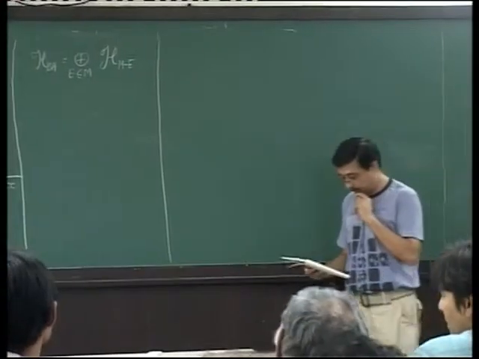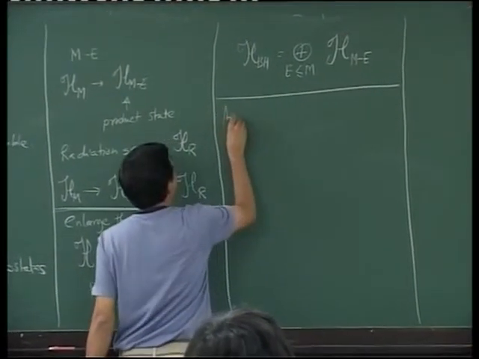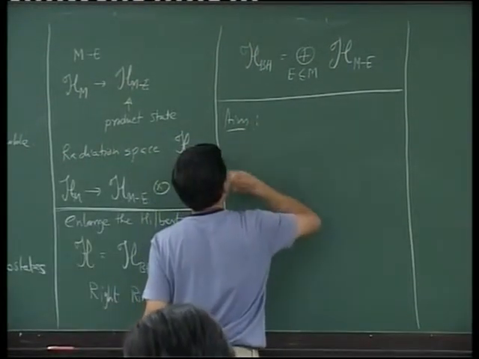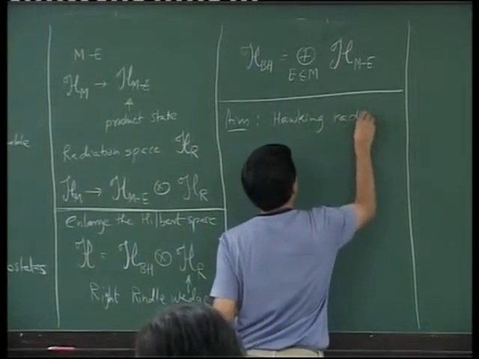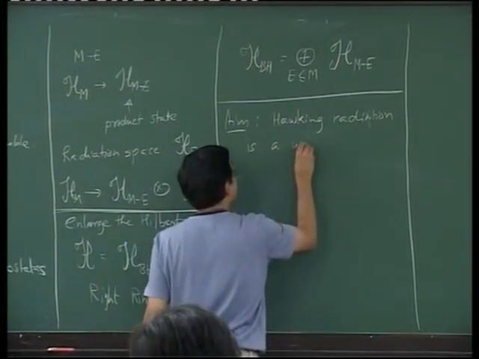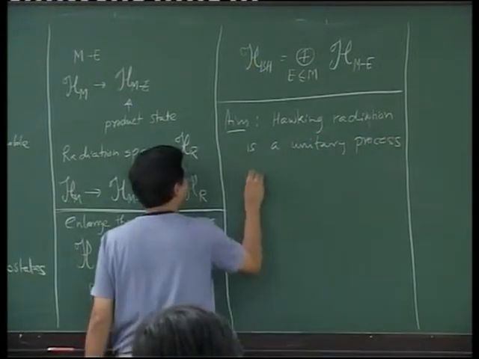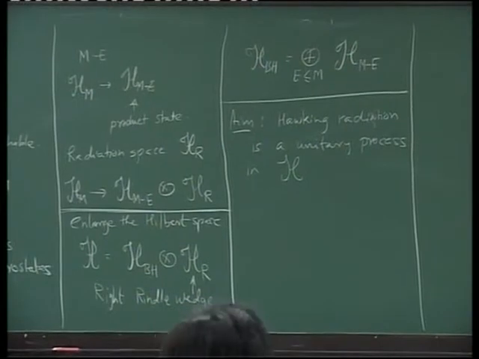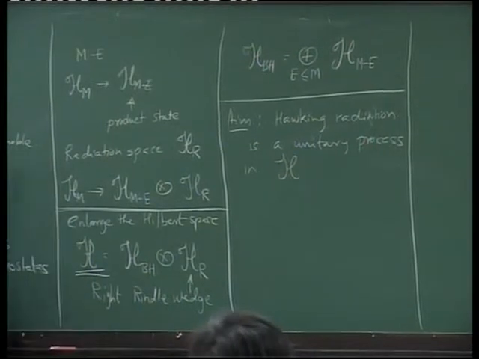And the aim is to show that Hawking radiation is a unitary process in this big Hilbert space H. Capital H is the full Hilbert space, H_BH cross H_R. This is the full Hilbert space.